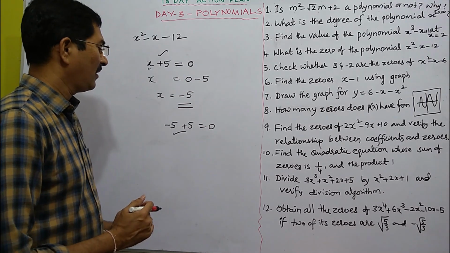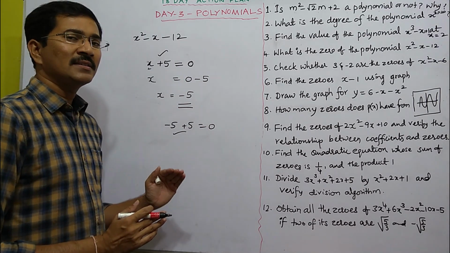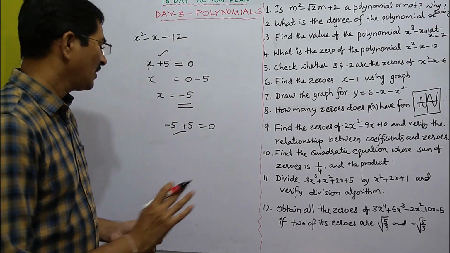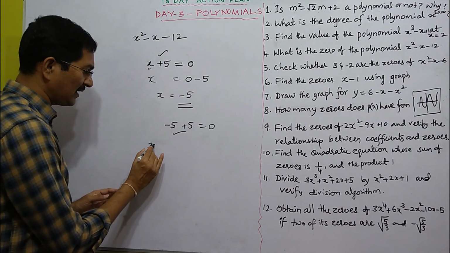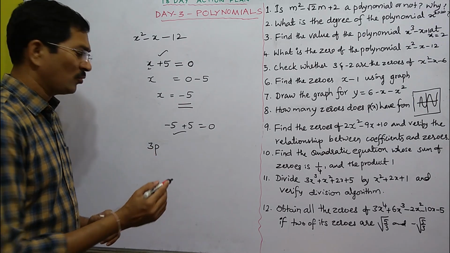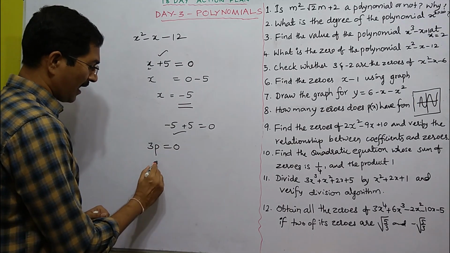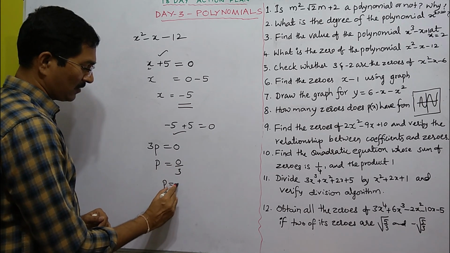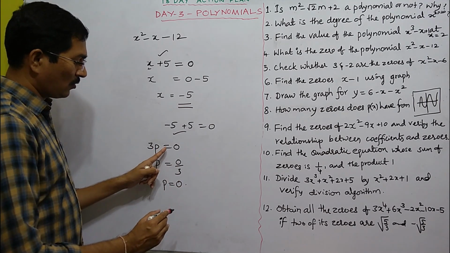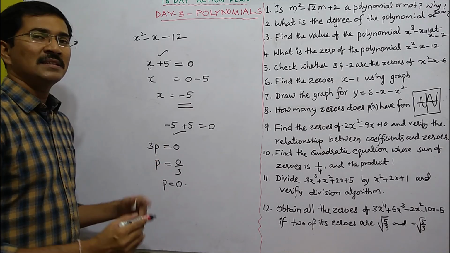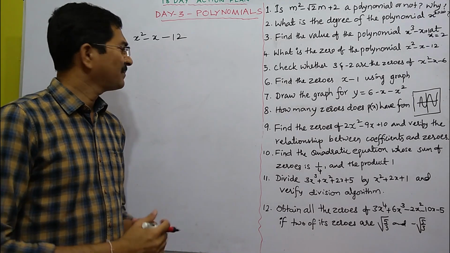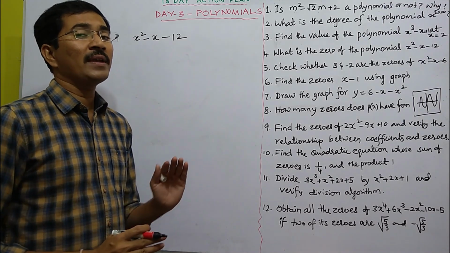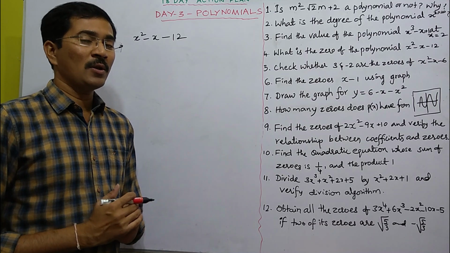It's very simple. You equate that polynomial to 0, of which you have to find out the zeros. For example, you have to find out the zero of 3p. What do you do? Simple, equate it to 0 and p will be 0 by 3. Now its value will be equal to 0. Therefore, the zero of this polynomial 3p is 0. Right? We have understood how we can find the zero of a first degree polynomial.